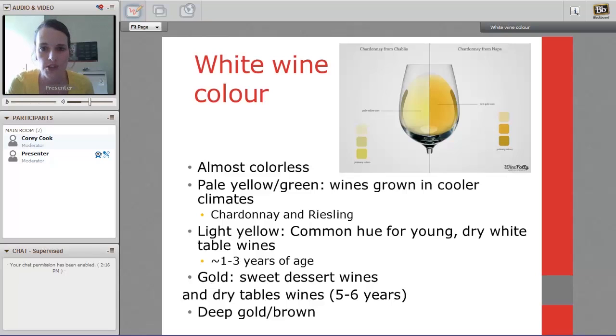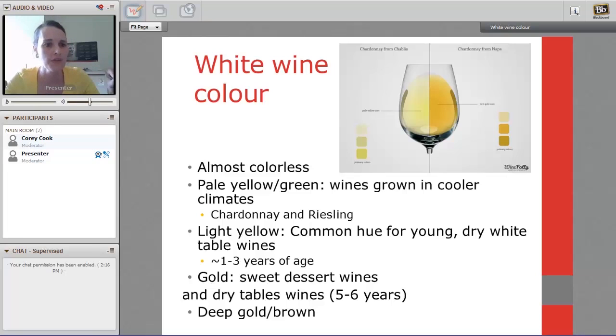So moving on to white wine colors, on the top we have a diagram of Chardonnay from two different regions. The first is Chardonnay from Chablis, and then the one on the right is a Chardonnay from Napa. The Chardonnay from Chablis is from a northern growing region in Burgundy, and it's cool climate, and there's more acidity, there's less fruit, and you can see that there's more green to it. On the right, the Chardonnay from Napa is from a warmer growing region, tends to be aged in oak, and has a much more golden appearance, probably more buttery notes.